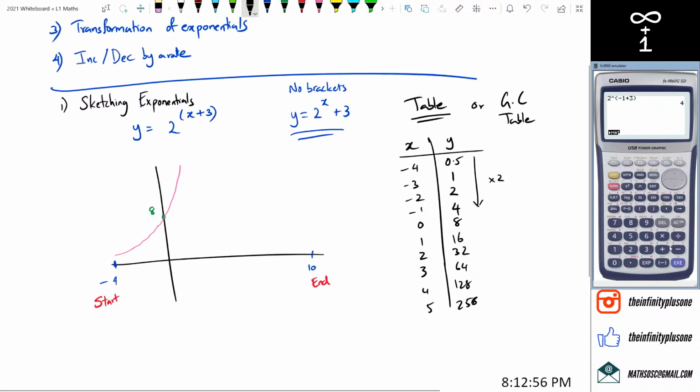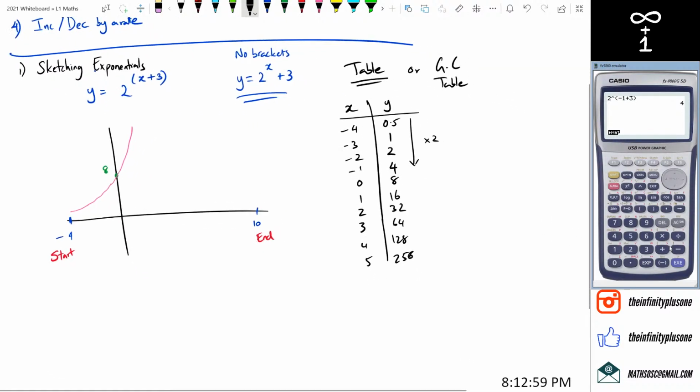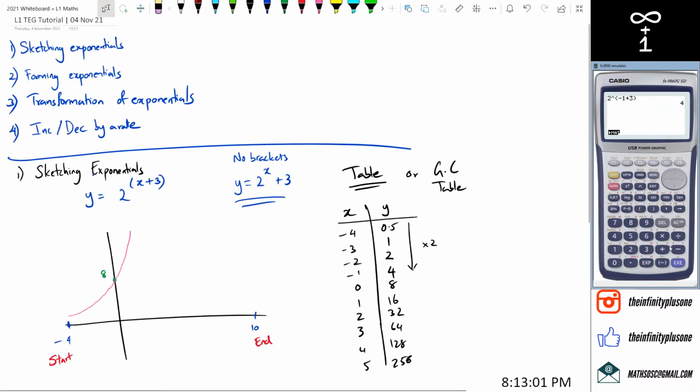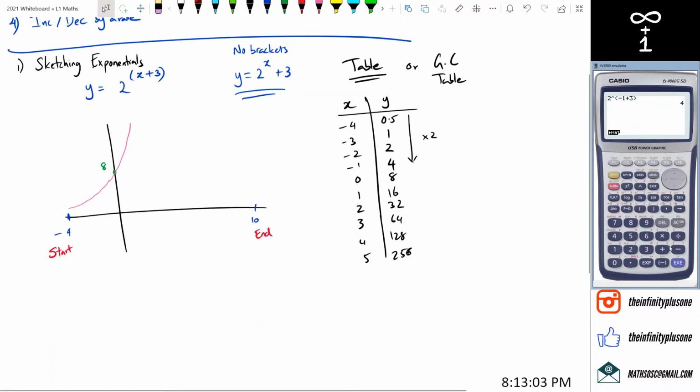All right, guys. If we're all good with sketching exponentials, I might just head over to forming exponential equations.